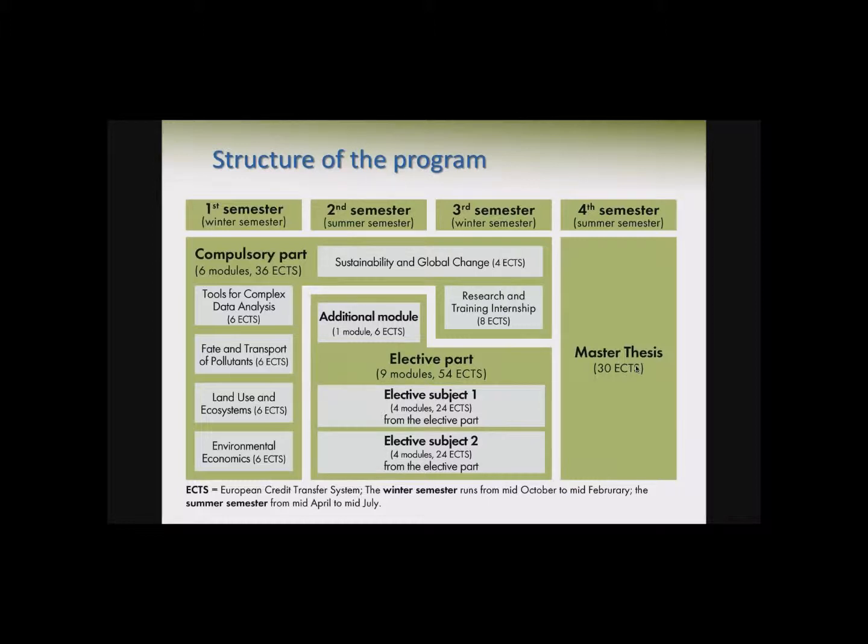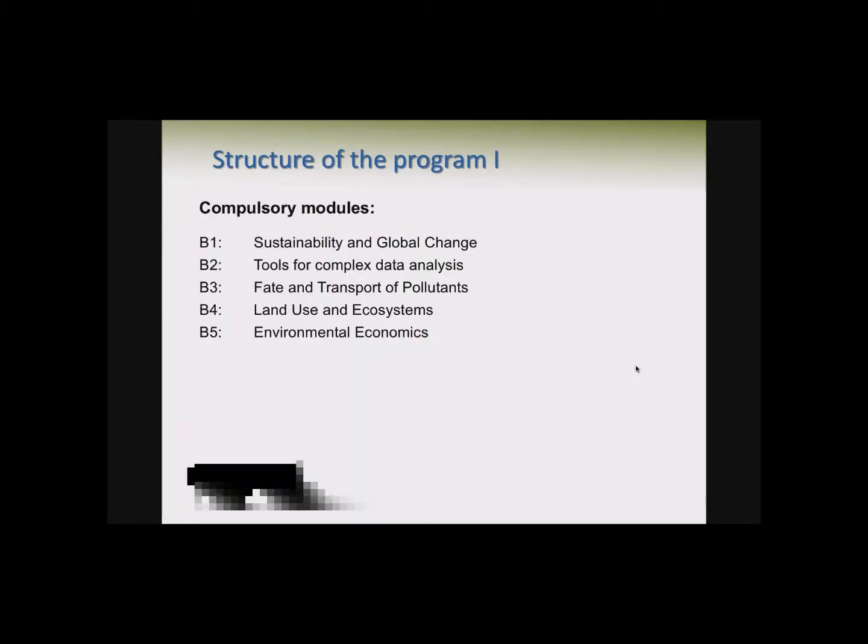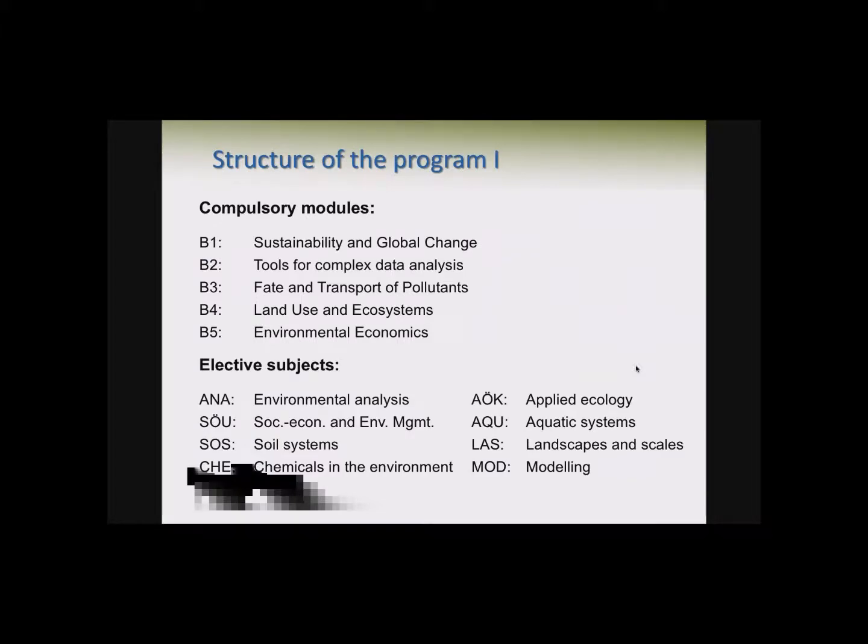Here you see again the compulsory modules, but in the lower part you see the 8 different subjects, and you see they range from chemistry, which is mainly environmental analysis and chemicals in the environment, for example, then to looking at different environmental systems, compartments like soils or water. Aquatic systems, for example, has a focus on water. We also have the possibility to look directly at ecology and specialize in ecology.